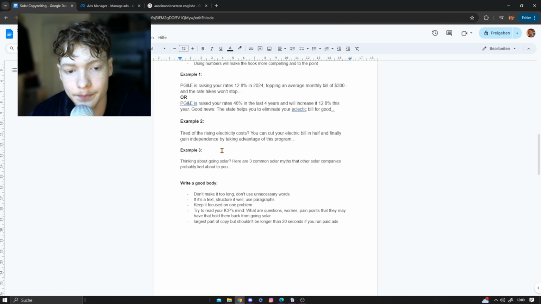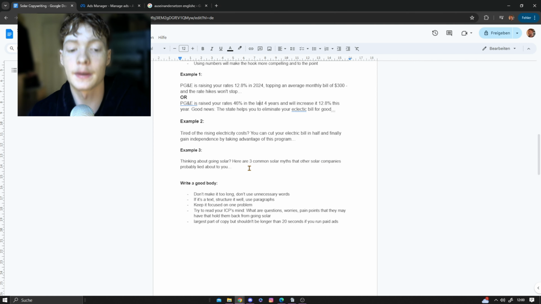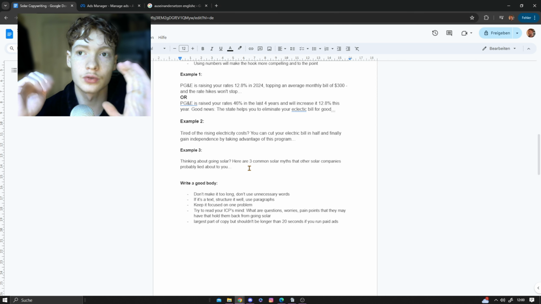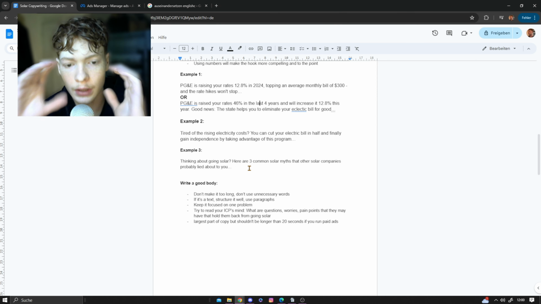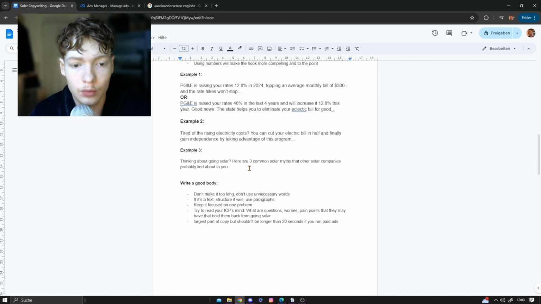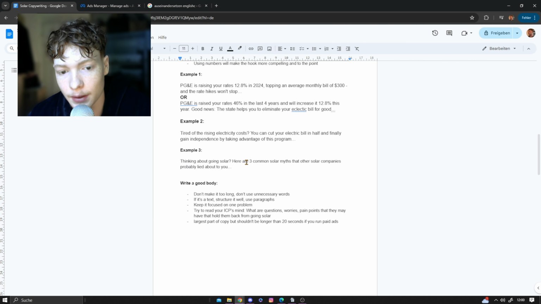And then we also have example 3: thinking about going solar? Here are 3 common solar myths that other solar companies probably lied to you about. And again, if you remember, we've got the 2 groups. One group has investigated solar, one group has not. With this hook, we're targeting people who are already considering going solar. So let's say they've done their research, maybe talked to a few companies, and then we come along and say, here are 3 common solar myths that other solar companies probably lied to you about.